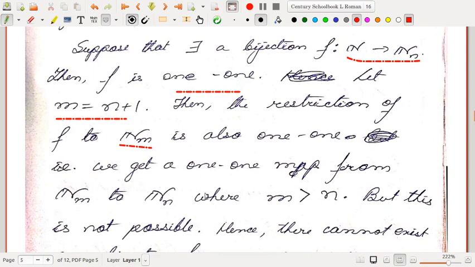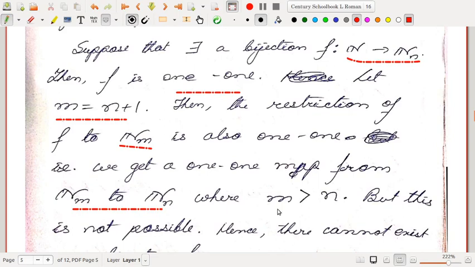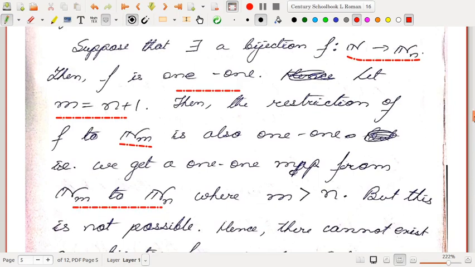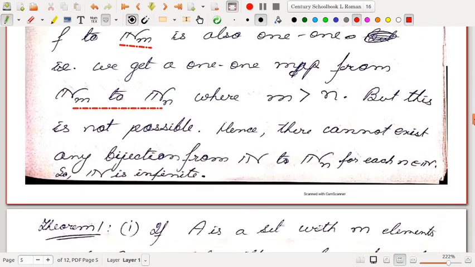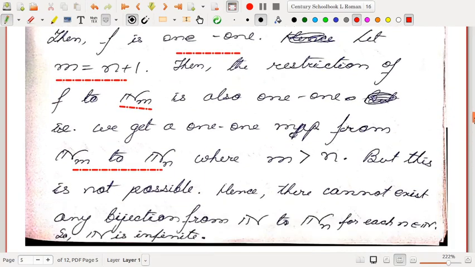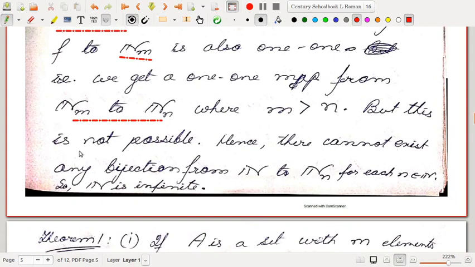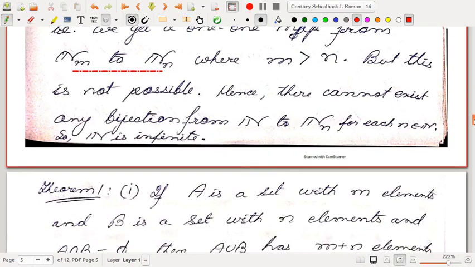So we get a 1-1 map from Nm to Nn, but by the pigeonhole principle we have already shown that there cannot exist any bijection from Nm to Nn. So in particular, there cannot exist any 1-1 map from Nm to Nn, but this is not possible. So hence there cannot exist any bijection from N to Nn. Since there cannot exist any 1-1 map, there cannot exist any bijection, because a bijection is 1-1 and onto. So N is infinite.